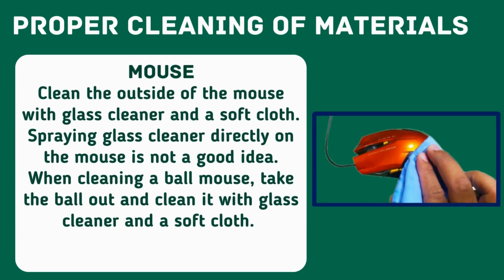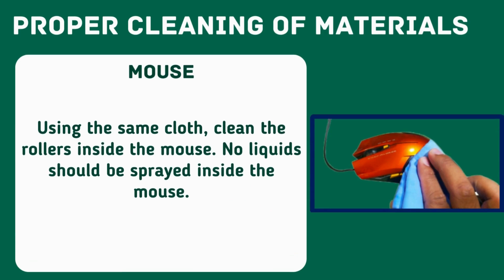Mouse. Clean the outside of the mouse with glass cleaner and a soft cloth. Spraying glass cleaner directly on the mouse is not a good idea. When cleaning a ball mouse, take the ball out and clean it with glass cleaner and a soft cloth. Using the same cloth, clean the rollers inside the mouse. No liquids should be sprayed inside the mouse.